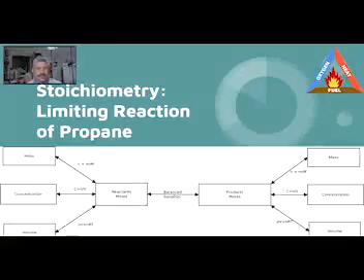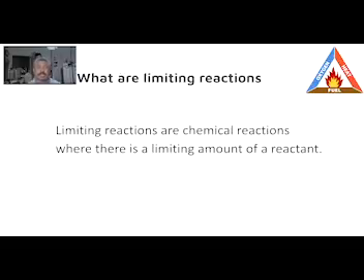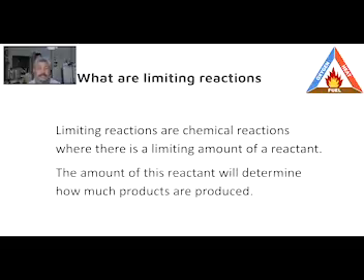Hello. We're going to continue our discussion of stoichiometry, this time looking at the limiting reaction of propane gas. Stoichiometry, if you recall, is a discipline of chemistry that involves balancing equations and determining the amount of reactants needed for a chemical reaction or the amount of products made from a chemical reaction. Limiting reactions are chemical reactions where one of the reactants is in limiting supply. The amount of that reactant is going to determine how much product is produced.